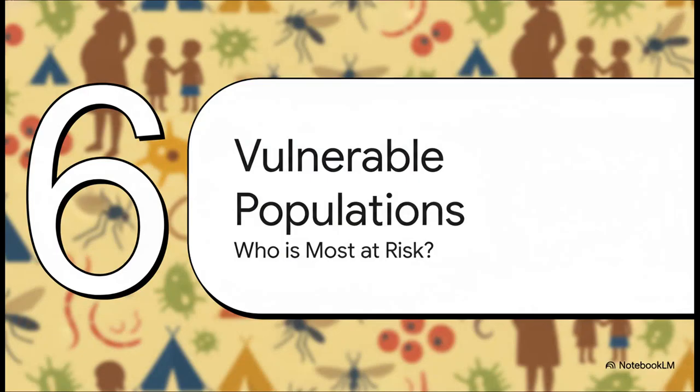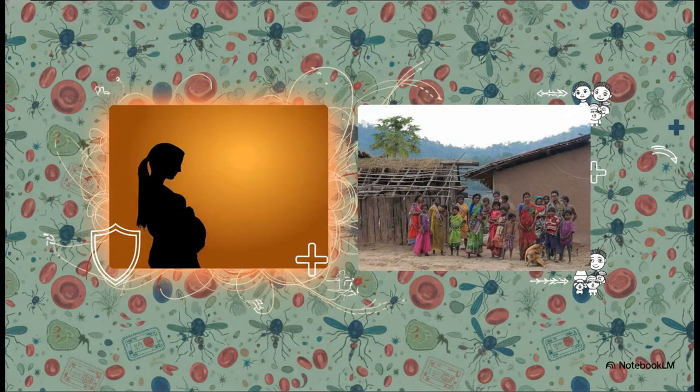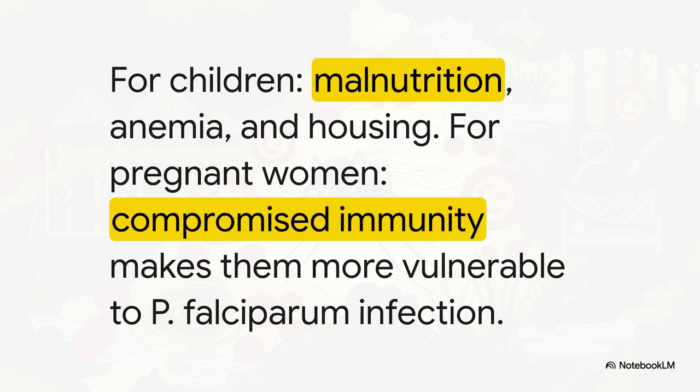Section 6. Vulnerable populations and factors. Higher risk populations include under 5 children, pregnant women, patients with HIV/AIDS, and non-immune migrants. Determinants among children include malnutrition, anemia, education of household head, residence type, and housing pattern. A pregnant mother's body is compromised and most vulnerable for PFA infection due to low immunity.